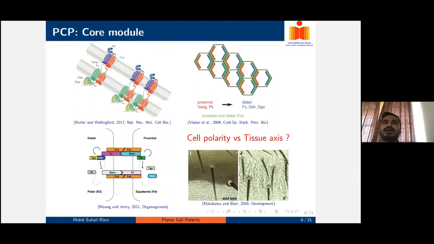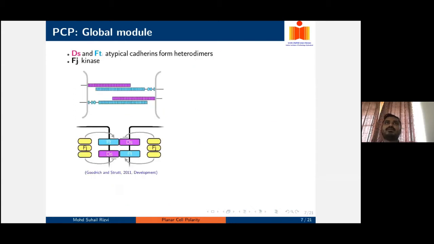The proteins which I have just shown in this slide are known as the core module of planar cell polarity. They are called the core module because they are responsible for the local alignment of the cell polarity in a tissue. But this local alignment does not lead to the global alignment. For global alignment, there are different players, which are known as the global module. In this module, there are not many proteins. There are only three or four proteins.